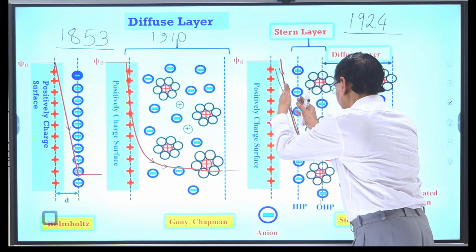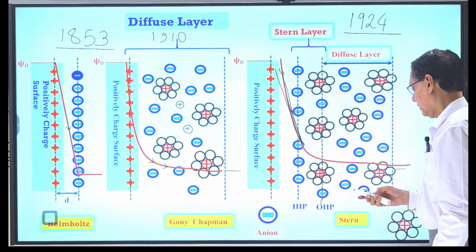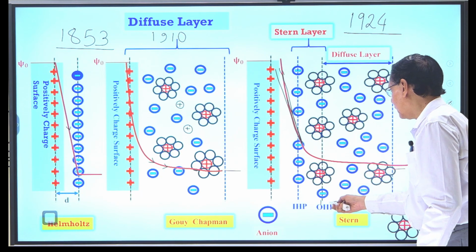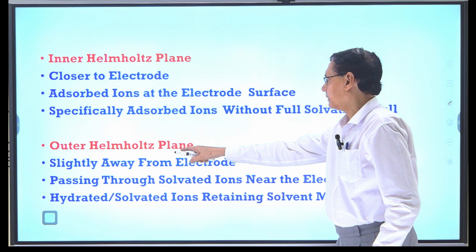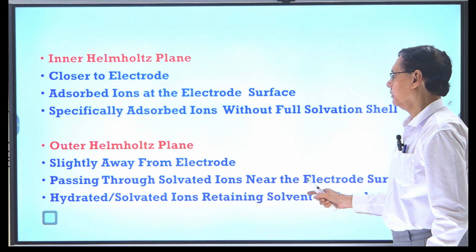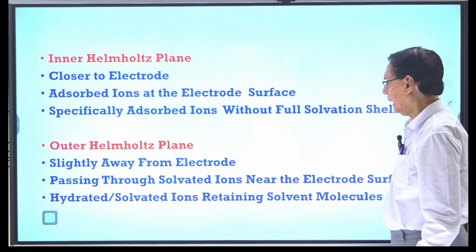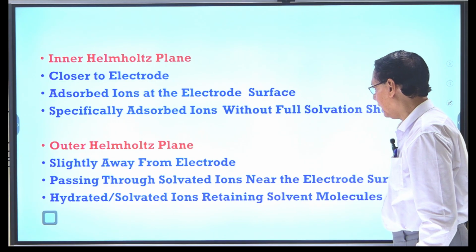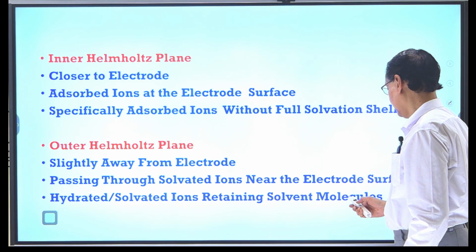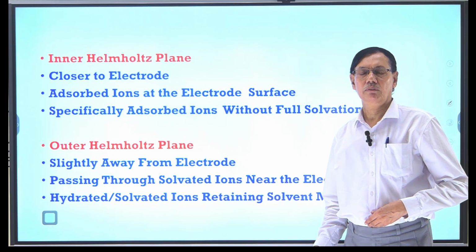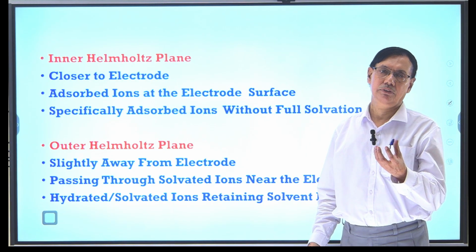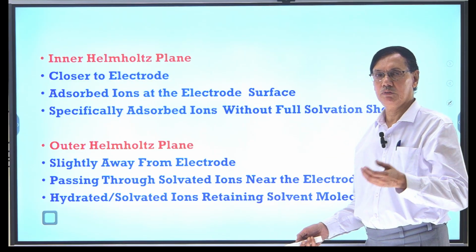कोई सॉल्वेशन इसमें नहीं है, नो सॉल्वेशन. But outer Helmholtz plane slightly away from the electrode, passing through solvated ions near the electrode surface, hydrated solvated ions retaining solvent molecules. Why I am talking about the hydrated, is water, solvated, any types of solvent.